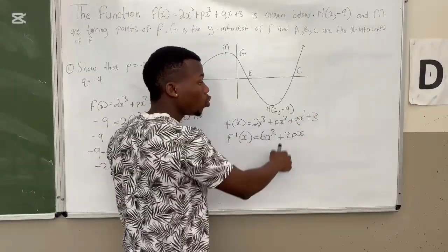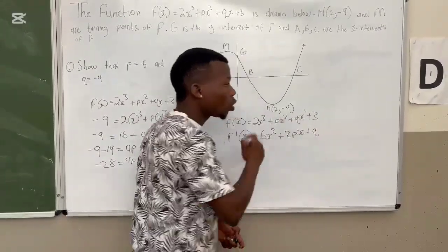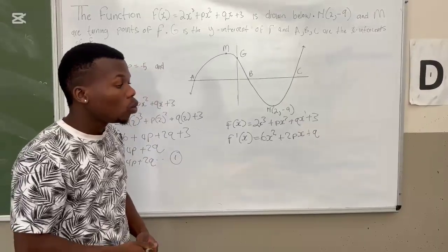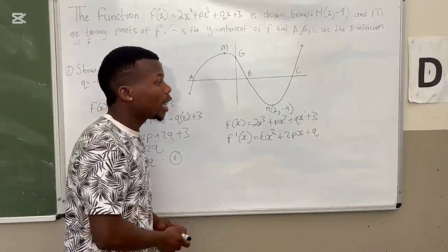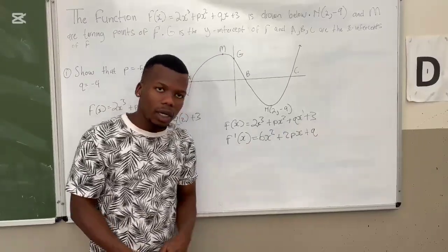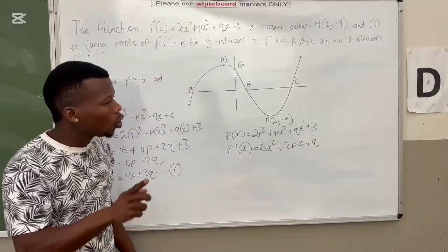1 multiplied by q is q. X to the power of 1 minus 1 will be x to the power of 0. Any number to the power of 0 is equal to 1. And then we know that we don't derive the constant; it is always equal to 0.